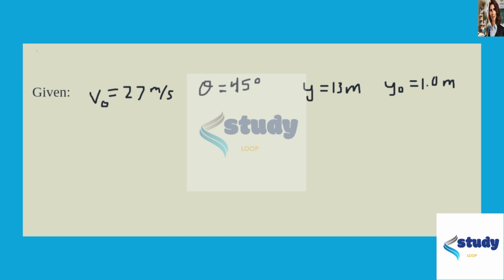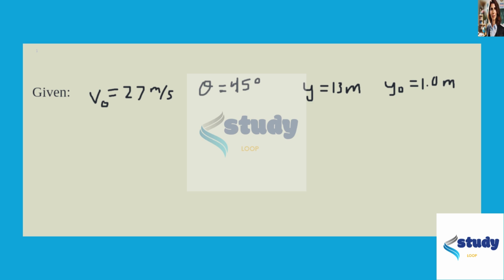Our question says that a baseball is hit with the speed of 27 meters per second at an angle of 45 degrees. It lands on a flat roof of a 13 meter tall nearby building. If the ball was hit when it was 1 meter above the ground, what horizontal distance does it travel before it lands on the building?